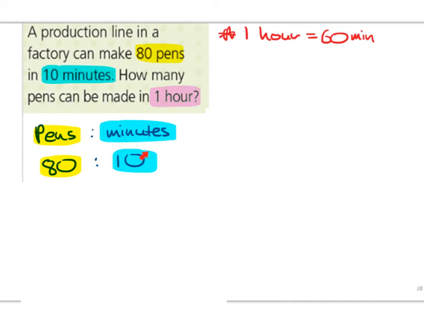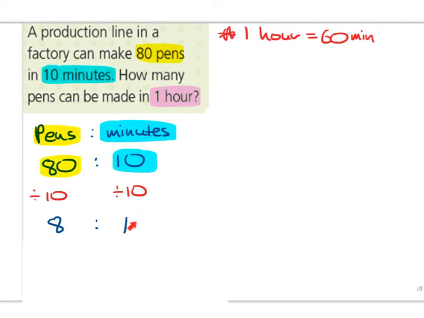So to change 10 to 1, to make any number become 1, we divide by itself. So 10 divided by 10 will give us 1. So what we do to the right, we must do to the left. So 80 divided by 10 gives us 8, and 10 divided by 10 gives us 1. So we now know that 8 pens can be made in 1 minute. So the ratio of pens to minutes is now 8 to 1. So 8 pens can now be made in 1 minute.